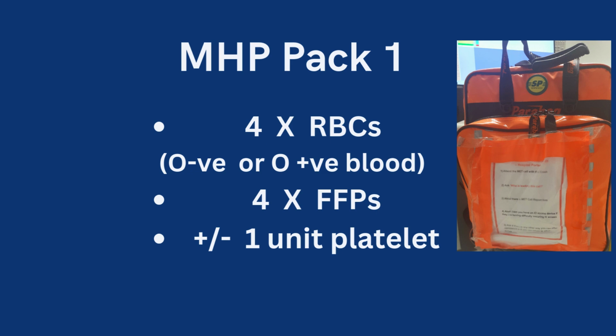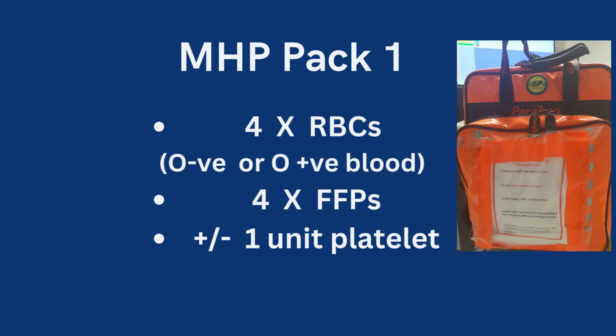Due to shortage of O negative blood, men of any age and women above the age of 55 can be given O positive blood. Just to summarize, pack 1 contains 4 units of RBCs and 4 units of fresh frozen plasma or FFP. In some hospitals, the pack 1 may also contain 1 unit of platelets.